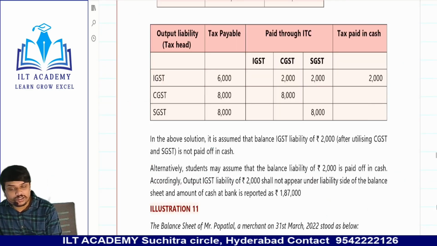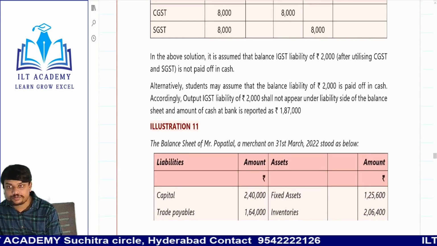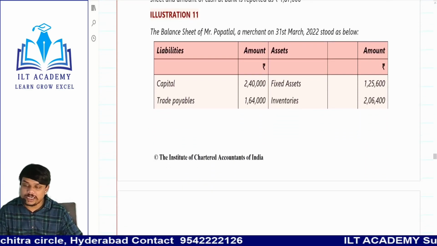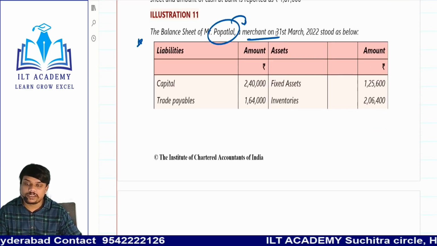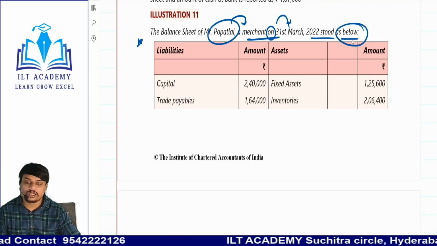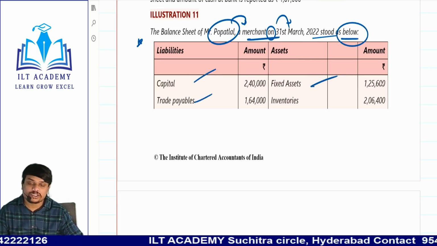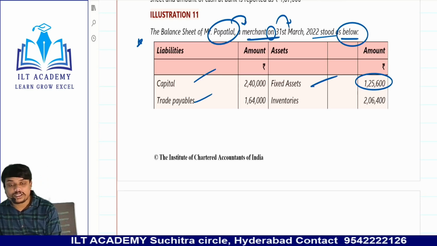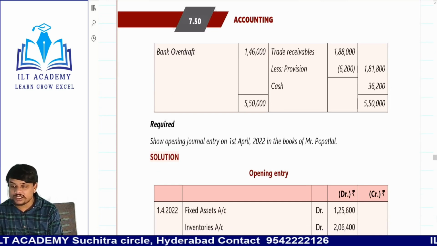Now let us continue with the 11th question. The balance sheet of Mr. Upatal, a merchant, on 31st March 2022 stood as below. The capital balance is 2,40,000, trade payables is 1,64,000, fixed assets are 1,25,600, inventory is 2,06,400, bank overdraft so and so, trade receivables so and so.